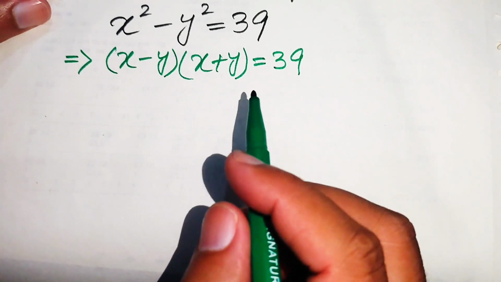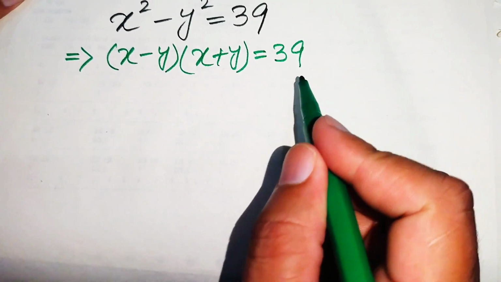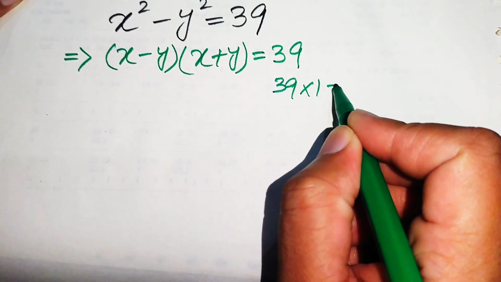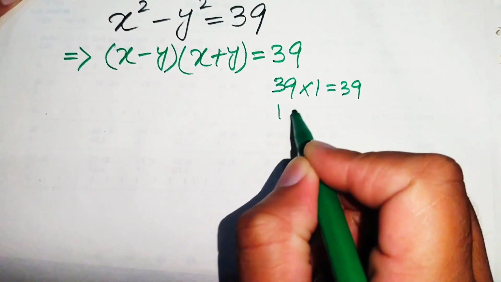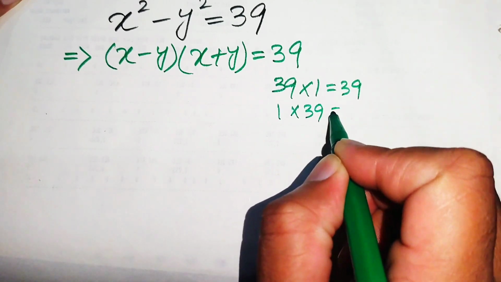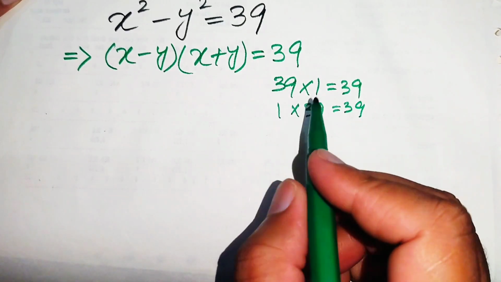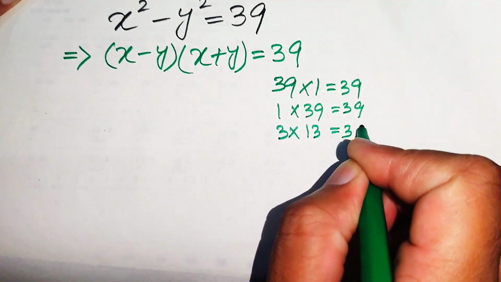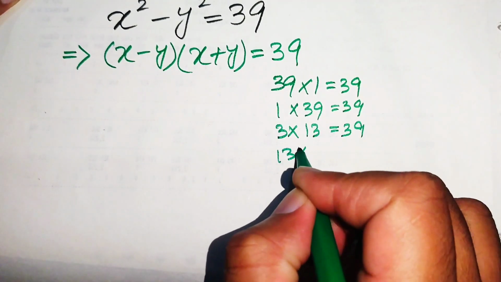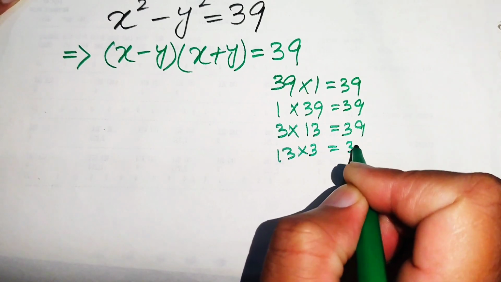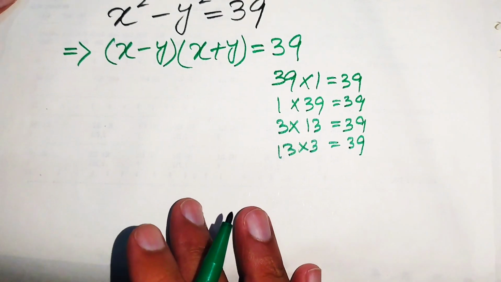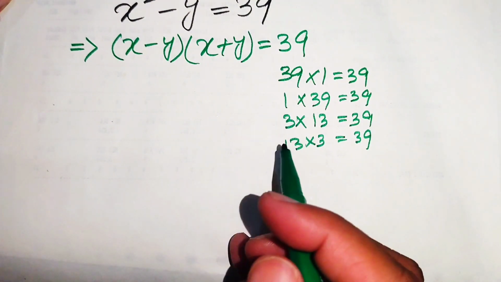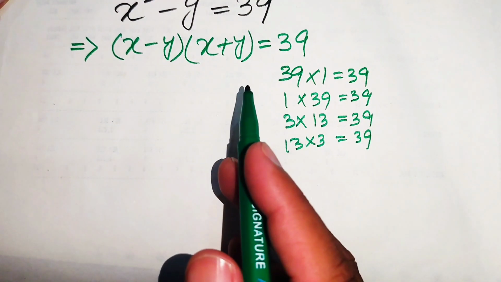The possibilities in which the product of two numbers is 39 are: 39 times 1 is 39, and 1 times 39 is also 39, and 3 times 13 is 39, and 13 times 3 is also 39. So here we have these four possibilities. Now we check which of these possibilities satisfy the given condition.